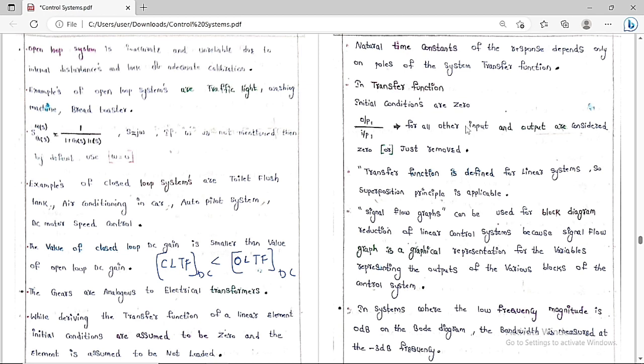If you want to write it mathematically, the overall transfer function is equal to the transfer function of output with respect to input 1 plus the transfer function of output with respect to input 2, and it goes up to n number of inputs. This is the meaning of this one. So the transfer function is basically defined only for linear systems, so the superposition principle is also applicable for these transfer functions.